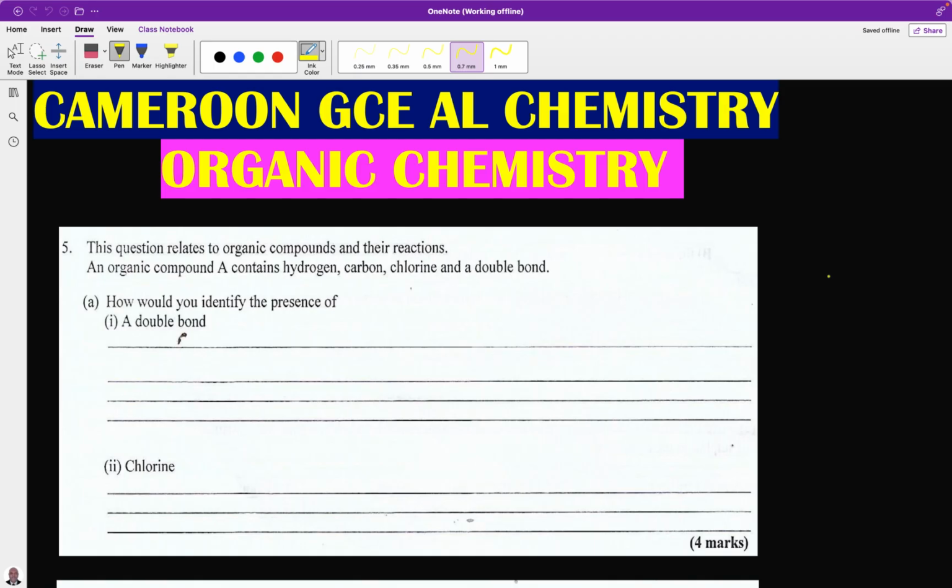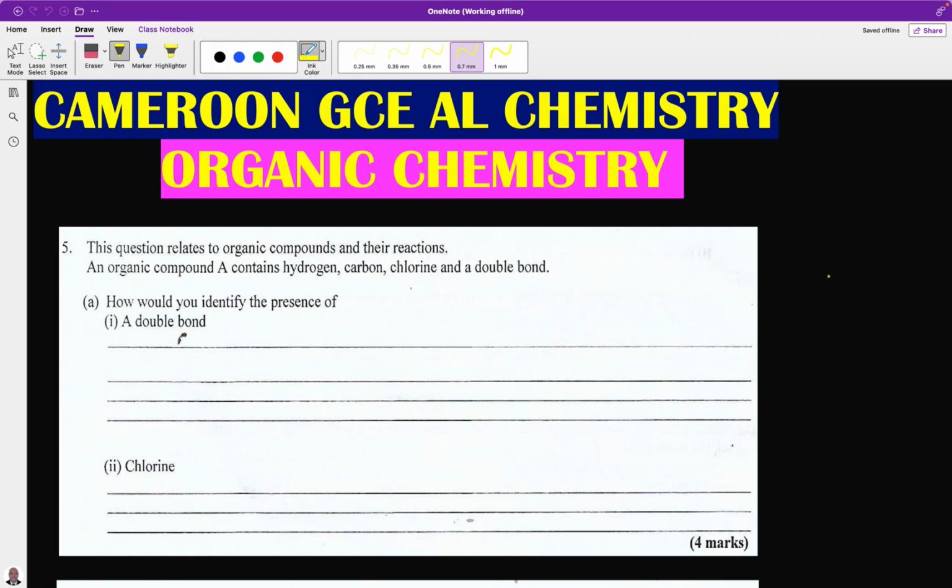We want to continue today with the organic chemistry part of our questions. This is a Cameroon GCE A-level chemistry, organic chemistry section of the exam. It is paper 2, structured questions. I apologize for the poor quality of the question paper. We're starting with question number 5. This is June 2020.